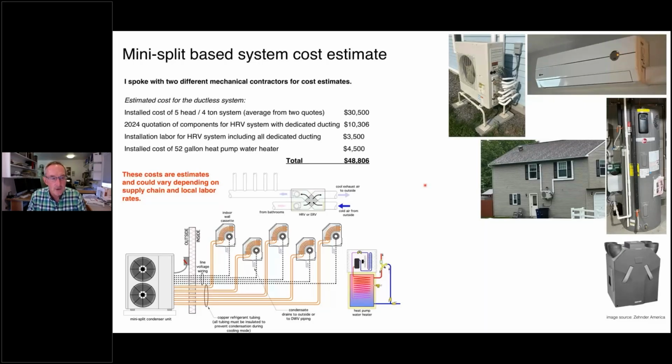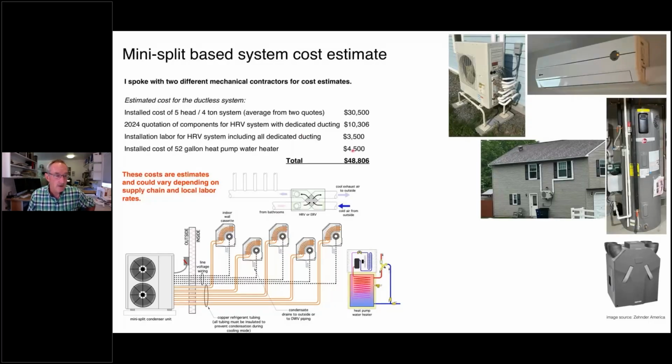$30,500. I also got some quotations on HRV systems with dedicated ducting, $10,300 in round numbers to put that in. Installation labor for the HRV, the heat recovery ventilator system, including that ducting. The $10,300 up here, this is just material costs. This is what I estimated for the install labor. And then the installed cost for a 52-gallon heat pump water heater, $4,500.